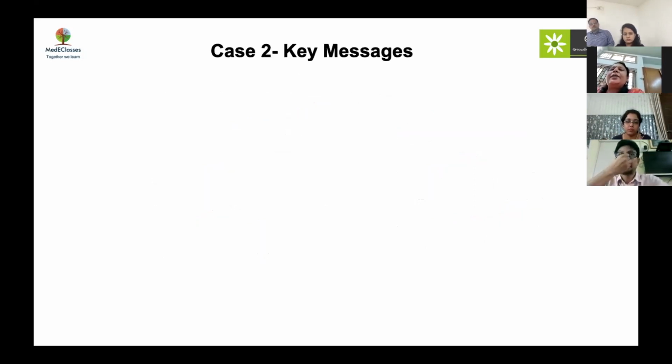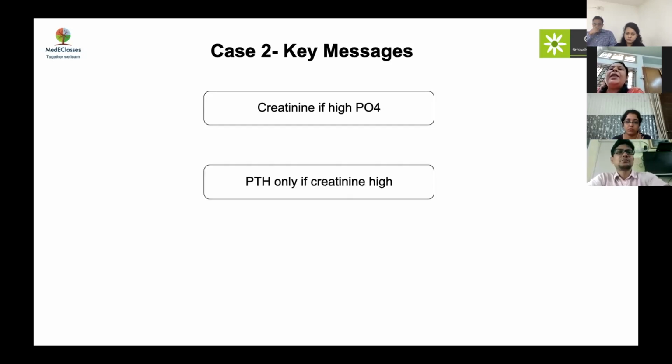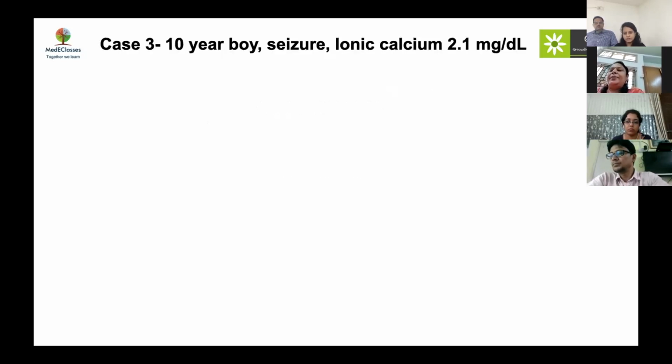So the key message is to always do the creatinine level first before doing the parathormone level when there is hypocalcemia with hyperphosphatemia, and PTH is to be done only if the creatinine is normal.